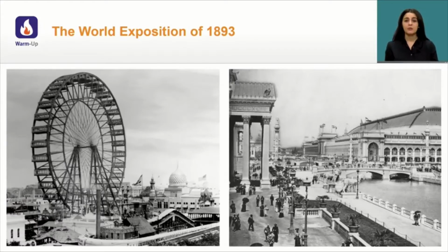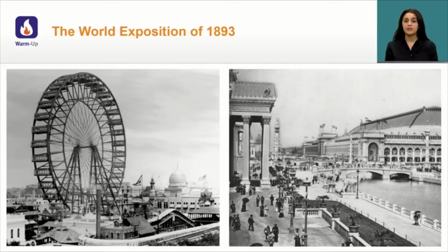This is an image from the World's Fair, also known as the Chicago World's Fair. It was held in Chicago in 1893 to celebrate the 400th anniversary of the discovery of the New World in 1492. At the fair, people walked around at night with the benefit of electric lights. They rode the first Ferris wheel. They watched the first moving pictures and saw the first electric dishwasher. All of these advancements would not have been possible without industrialization.